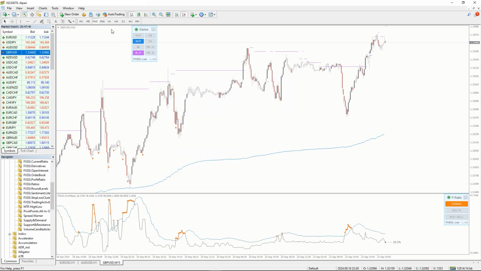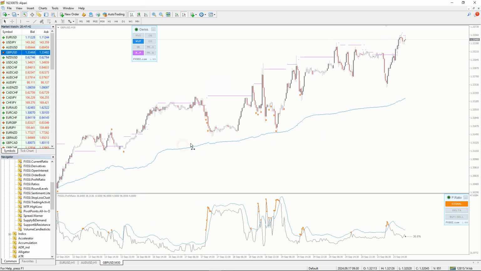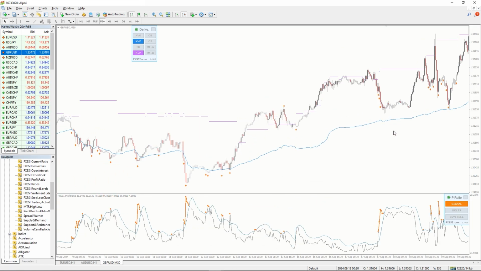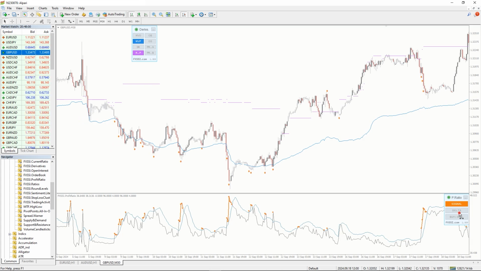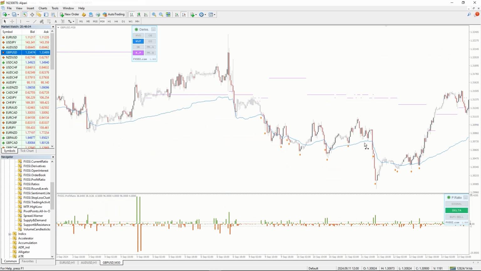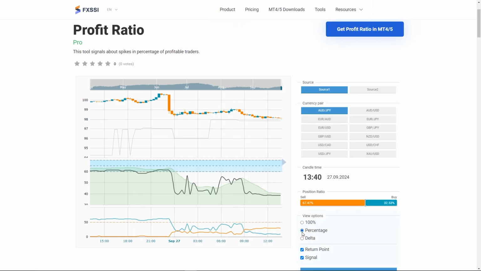In summary, the profit ratio indicator is an excellent tool for identifying market reversals. It generates strong and reliable signals based on real market data, ideal for short and mid-term trading strategies. It is compatible with MT4, MT5, and there is also a web version available at FXSSI.com.